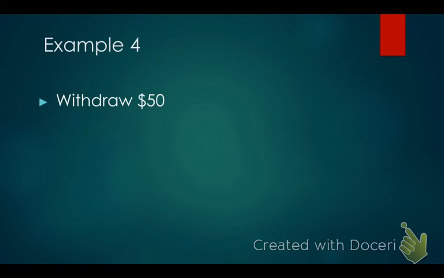Next one, we have a withdrawal of $50. That means I'm going to go to the bank and take out $50, so that's going to be a negative. The dollar sign is my label, and that's going to be 50. Again, if I went too fast, back it up and pause it so you can get it written.